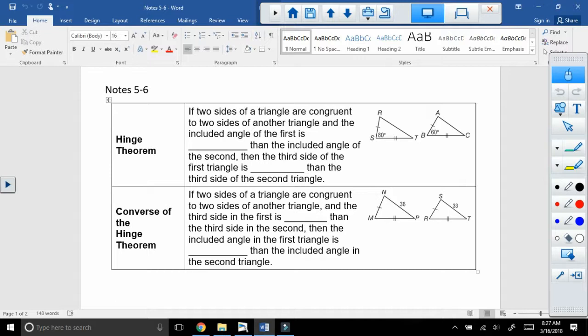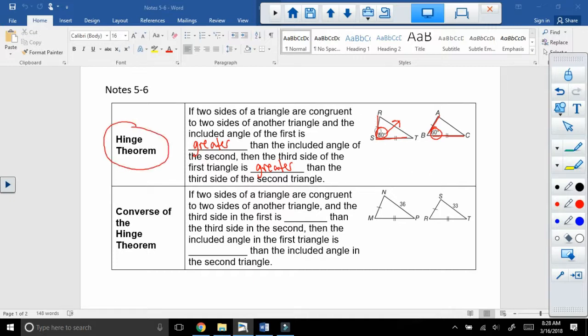It says if two sides of a triangle are congruent to two sides in the other triangle, meaning these two are congruent and these two are congruent, and the included angle of the first is greater than the included angle of the second, meaning that 80 is bigger than 60, then the third side of the first triangle is greater than the third side of the second triangle, meaning the longer side is going to be opposite from the larger angle. You do have to have those congruent sides to start out with, but that's how the questions are going to look. So that's called the hinge theorem.